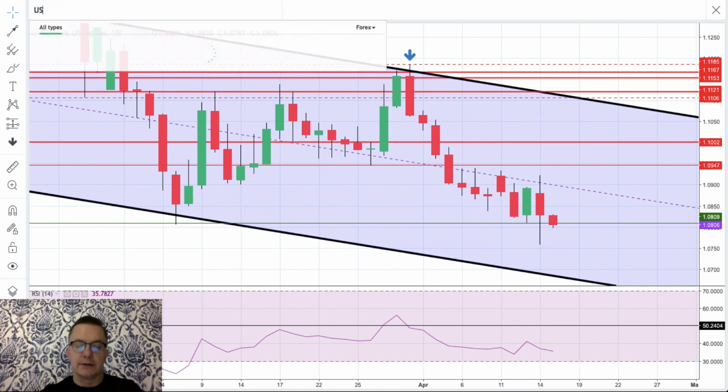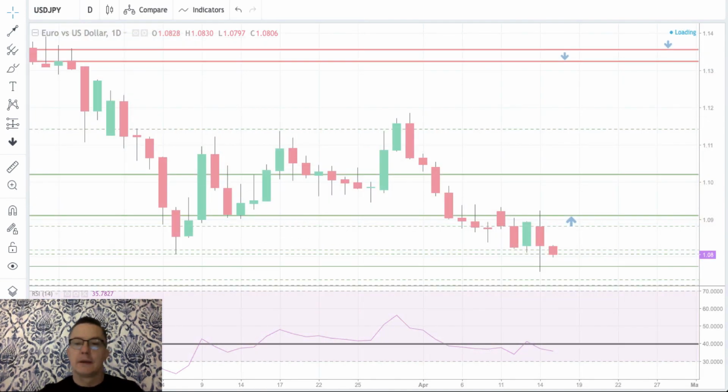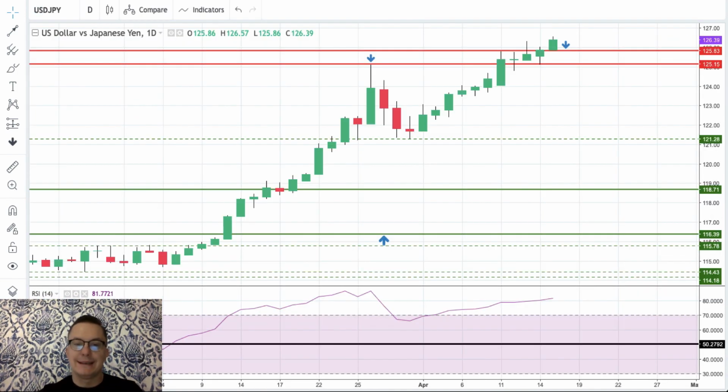Let's take a look at the US dollar to Japanese yen. The US dollar to the Japanese yen daily time frame chart is looking bullish, and we have a new swing high. 126.57 is the new swing high. So it looks like this move to the upside is still being continued. It's a strong move to the upside.